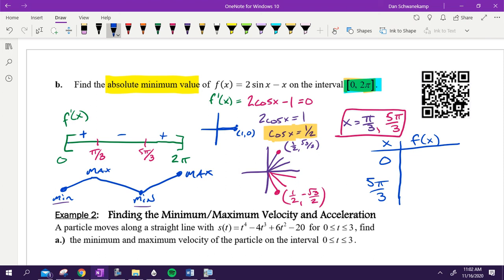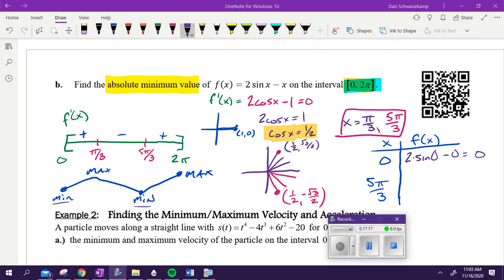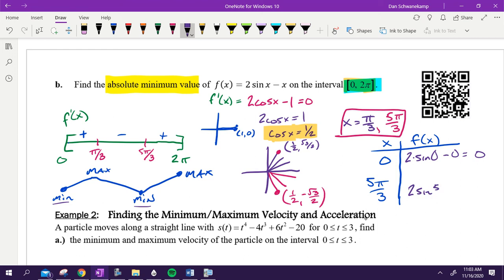What am I plugging 0 back into? The original. So if I plug it back into the original, it's 2 times sine of 0 minus 0. What is sine of 0 going to be? That's 0. This is 0. Deal with it. All right, 5 pi over 3. If I'm plugging in 5 pi over 3, it's 2 sine 5 pi over 3 minus 5 pi over 3.